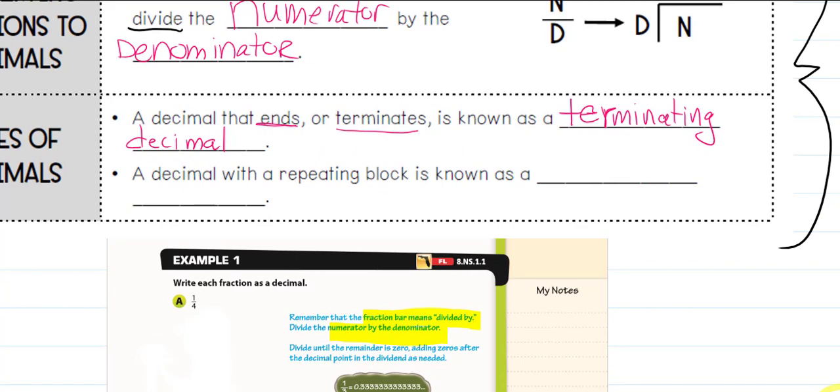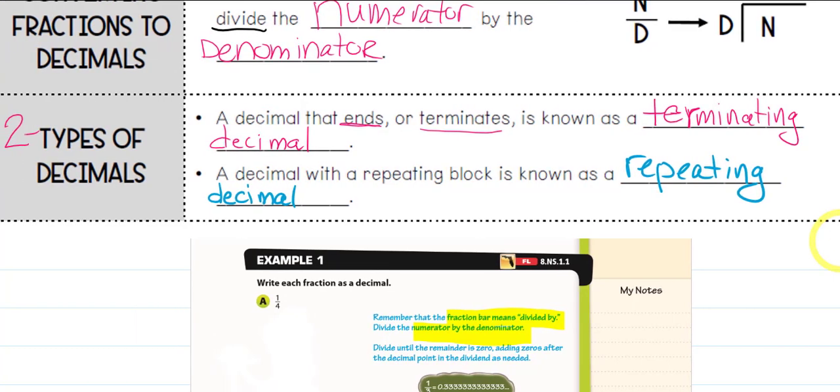When you're doing the division, you could also be in a situation where it doesn't seem to end. It keeps going and you keep getting the same number or pattern of numbers over and over again. So a decimal with a repeating block or a repeating pattern is known as just that, a repeating decimal. For this standard, you are required to know that we have two types of decimals in this section. One of them is the terminating decimal, and you should be able to recognize when you see a terminating decimal and also a repeating decimal. Okay. So let's take a look at this in action.